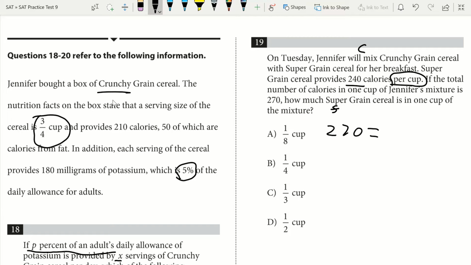So how much super grain is in 1 cup of the mixture? Well, I know that super grain, I'm already given it in a cup, so that's going to be my unit, my basic unit I'm going to use, right?